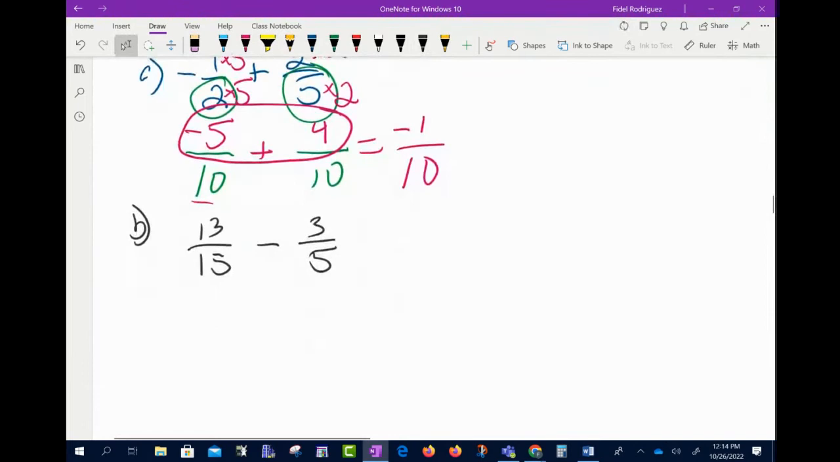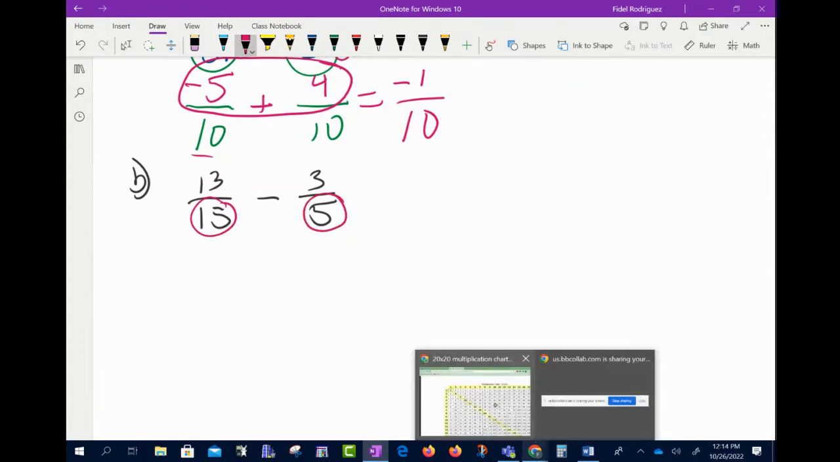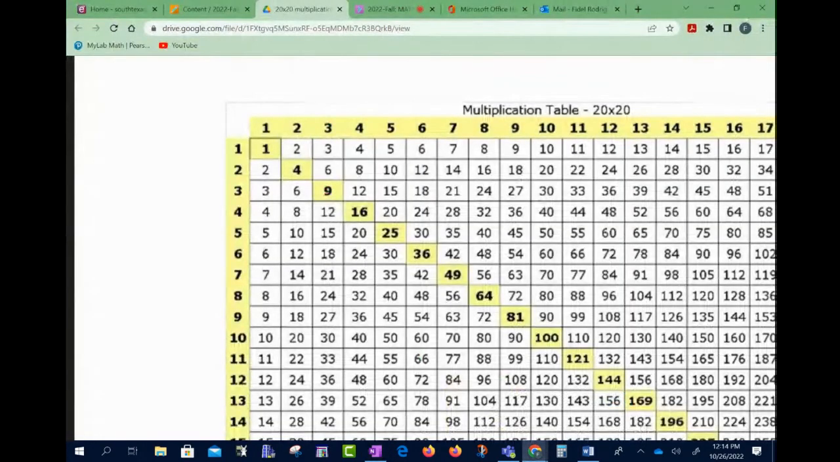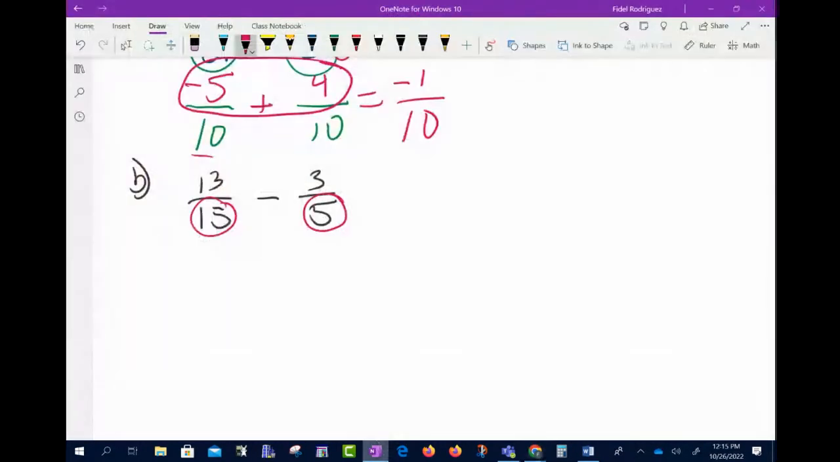Okay, so look, here's my second problem. 13 over 15 minus 3 over 5. Again, the first thing I'm going to do, y'all, I'm going to look at the two denominators that I have, and I'm going to come back and look at my multiplication table. Okay, so here's my multiplication table. I'm looking at my number 5, and I'm going to go all the way over here. I'm looking at my number 15. And I want to know from the 5 and the 15, what's the first number that they both have in common? And it looks like 15 is the number, right?